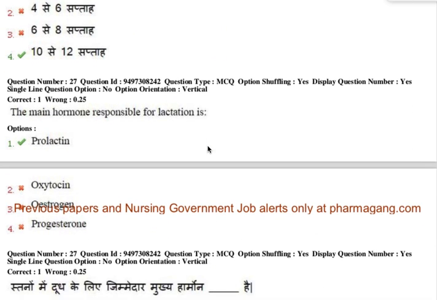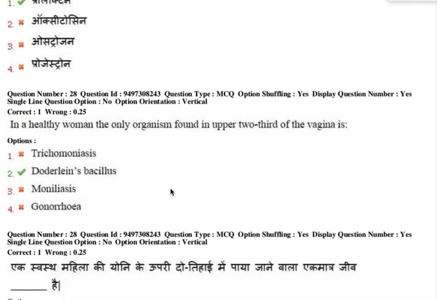Next question. The main hormone responsible for lactation is. Answer is first, prolactin. Prolactin is the main hormone that is responsible for lactation. And oxytocin is for the ejection of milk. Next question. In a healthy woman, the only organism found in the upper two-thirds of the vagina is. Correct answer is second, Doderlein bacillus.